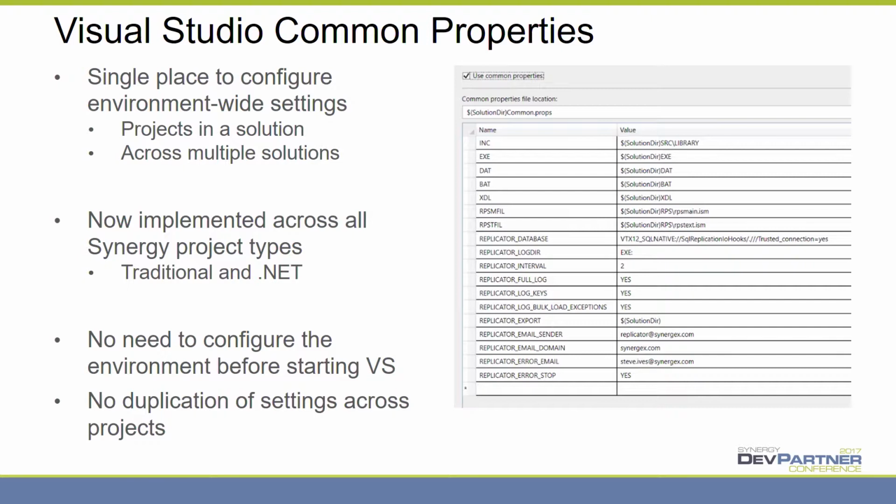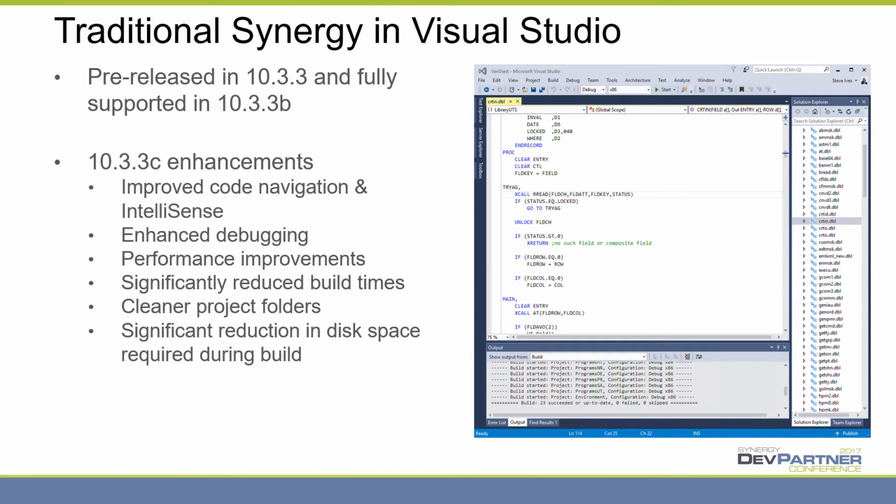So as we introduced support for traditional in Visual Studio at this time last year, we had this new thing called the common properties. And this basically gives you a way of specifying environment variable settings and then opting into those settings in, at the time, any number of traditional Synergy projects in your solution. Very pleased to announce that since the A release, it has been implemented across all of the Synergy project types now, .NET and traditional. So you can now have a single coherent set of settings that are just in place whenever you open the solution. All the projects that opt in have those same settings, one place to manage them. Very nice enhancement.